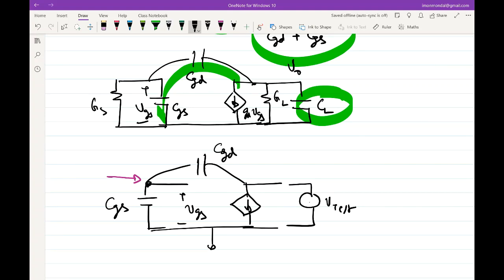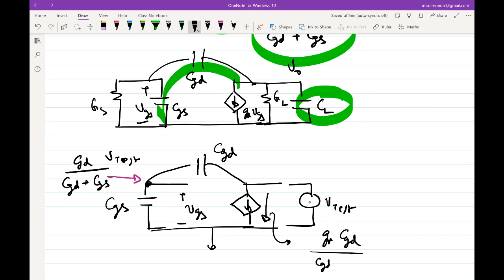No, this is not VG. We are not applying anything on the input side, only applying a V test at the output side. What will that voltage be? What will be VGS? This will be CGD by CGD plus CGS times V test. So what will this current be? GM times of that, correct? So this current will be GM times CGD by CGD plus CGS times V test.